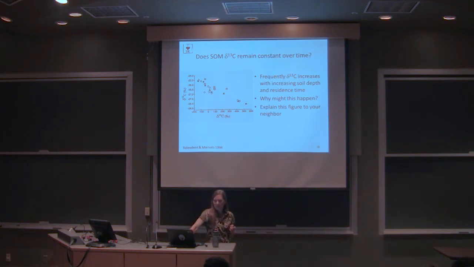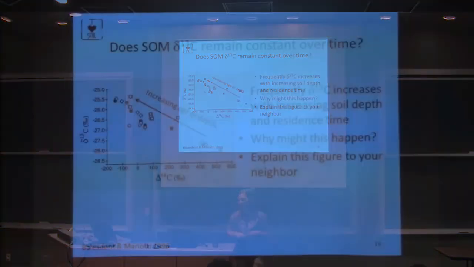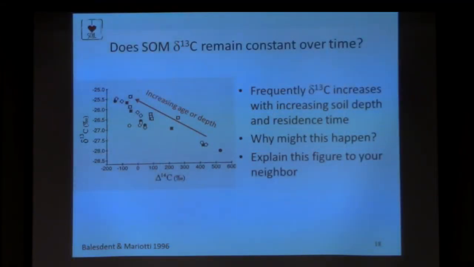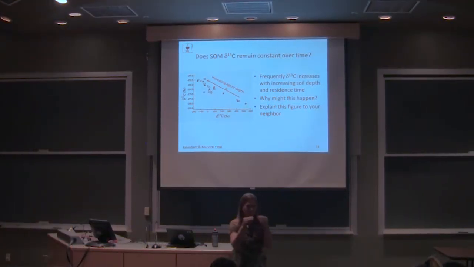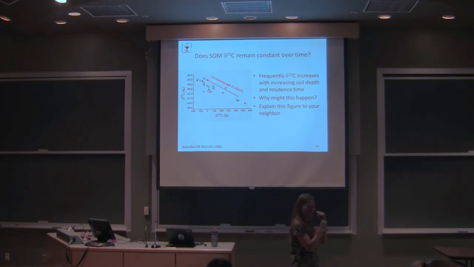Okay, and so here's another example, also from that book chapter, that demonstrates how the delta C13 value, look, the axes have changed, how the delta C13 value can increase with depth, we just learned that, but also with age. Okay, and so how many of you know something about what this symbol means, that capital delta C14? So chat with your neighbors and see if you can figure out what this is saying.